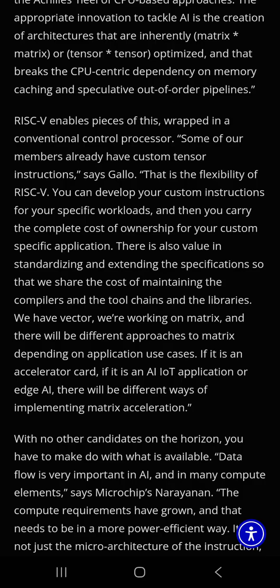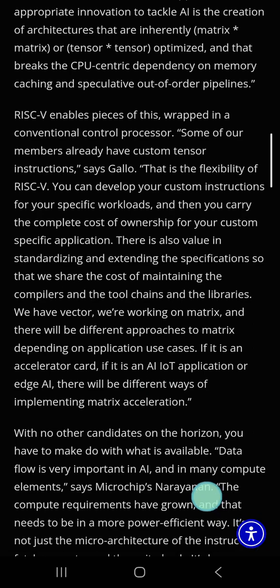There is also value in standardizing and extending the specifications so that we share the cost of maintaining the compilers, toolchain, and the libraries. We have vectors, so we are working on matrix, and there will be a different approach to matrix depending on application use cases. If it's an auxiliary card, if it's an AI IoT application or edge AI, there will be different ways of implementing matrix acceleration."